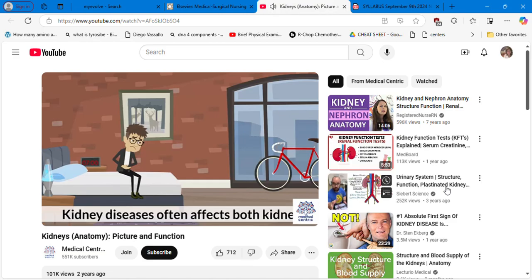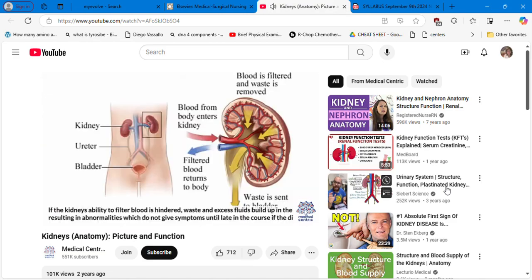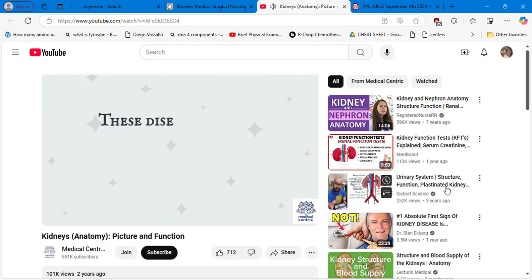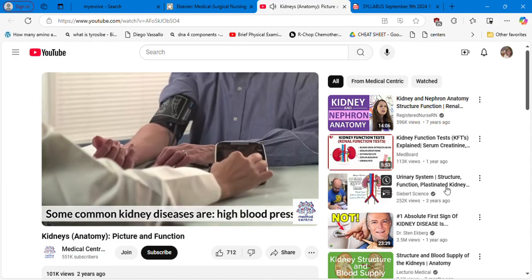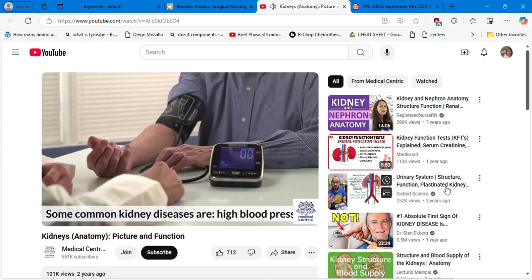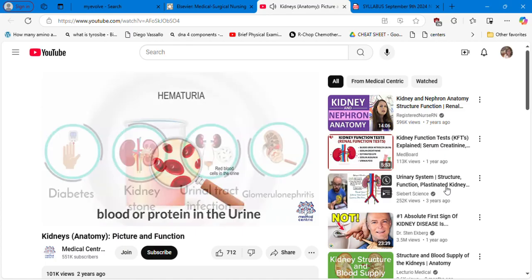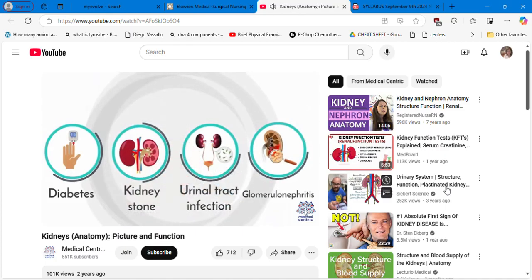Kidney diseases often affect both kidneys. If the kidney's ability to filter blood is hindered, waste and excess fluids build up in the body, resulting in abnormalities which do not give symptoms until late in the course of the disease. These diseases develop slowly over time and cause progressive loss of the kidney's function. Some common kidney diseases are high blood pressure, blood or protein in the urine, diabetes, kidney stone, urinary tract infection, glomerulonephritis, while some are inherited.